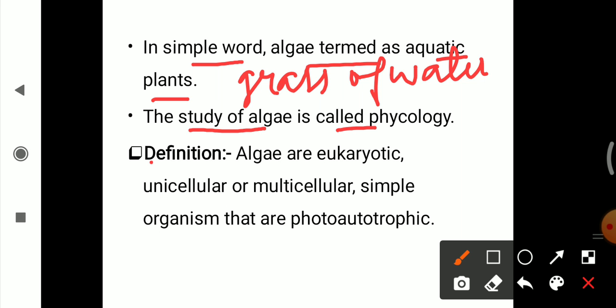By looking at the definition, algae are eukaryotic, unicellular or multicellular, simple organisms that are photoautotrophic. Photo means with the help of sunlight or radiant energy. Autotrophic means that they prepare their own food. So they are photoautotrophic, eukaryotic, unicellular or multicellular simple organisms.